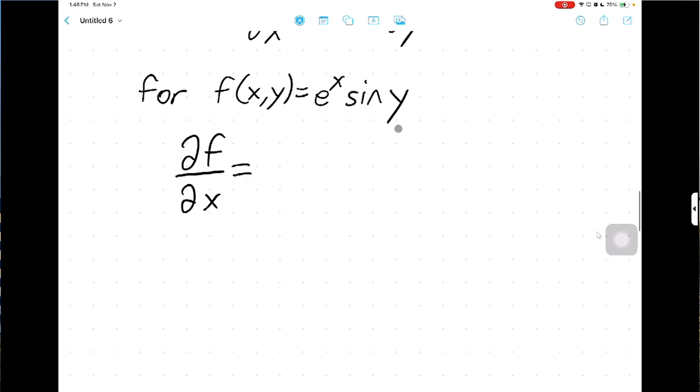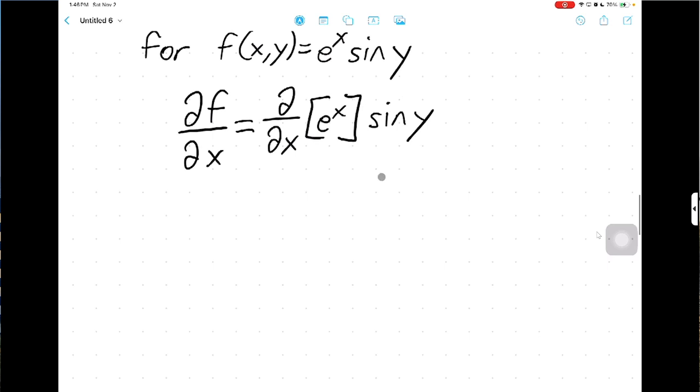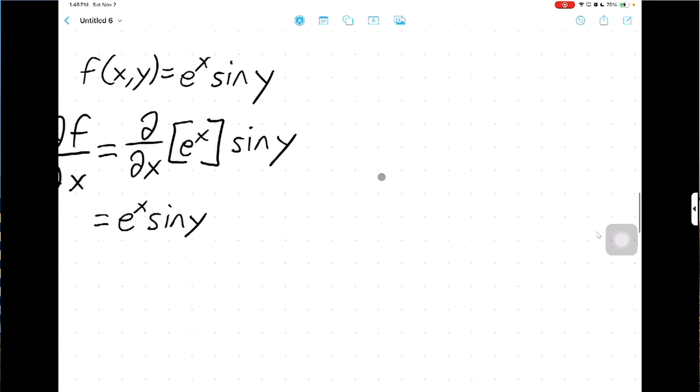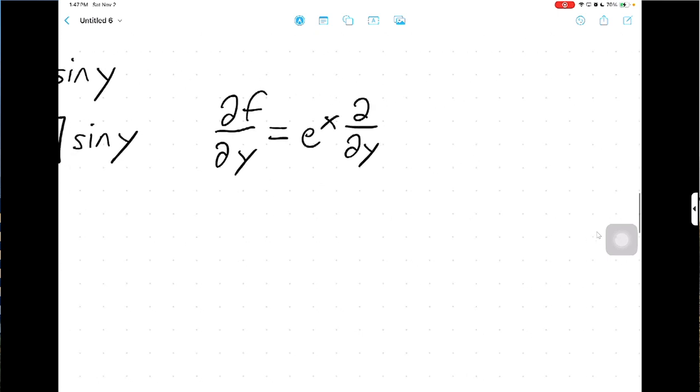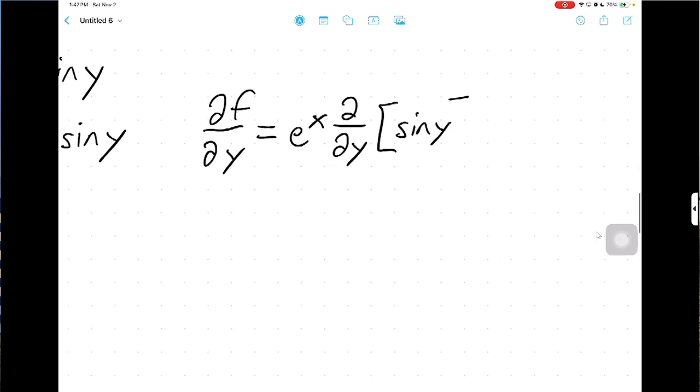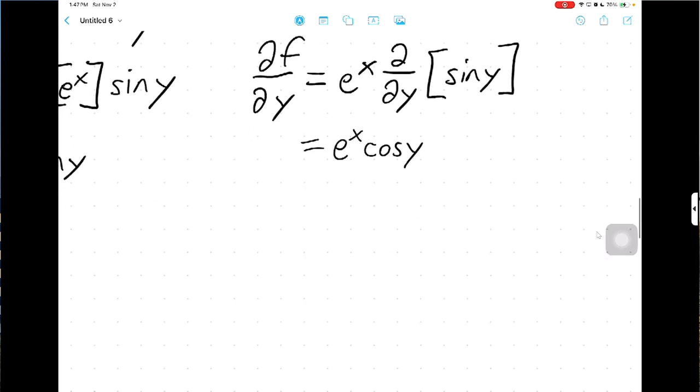In this case, for the partial derivative with respect to x, we're going to hold the y constant. So in this case, we get the partial derivative of x times e to the x, and because we're treating the sine y as a constant with respect to x, we're just going to put it out front, like this. The derivative of e to the x with respect to x is equal to e to the x, so we just end up with e to the x sine y. We're going to do a very similar thing for the partial derivative with respect to y. e to the x is the constant, and then partial with respect to y of sine y is going to be e to the x cosine of y, like so.